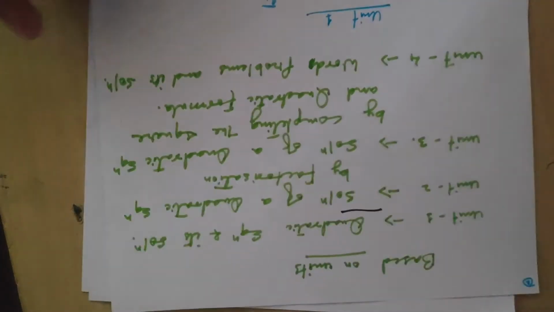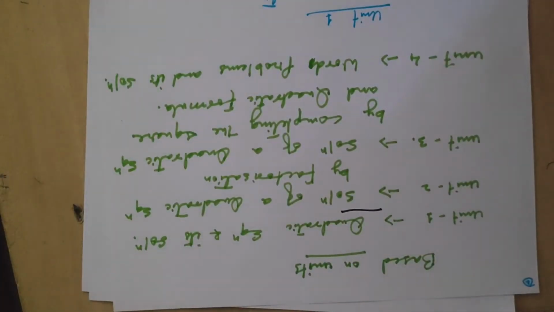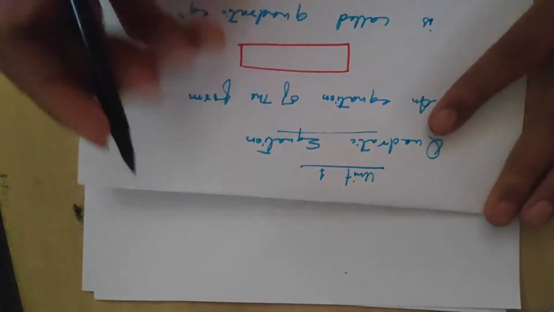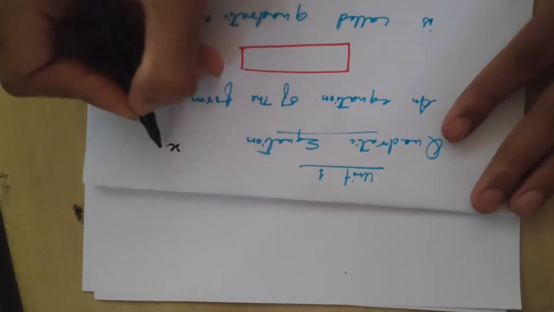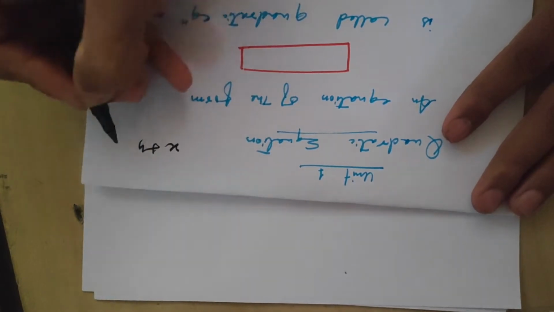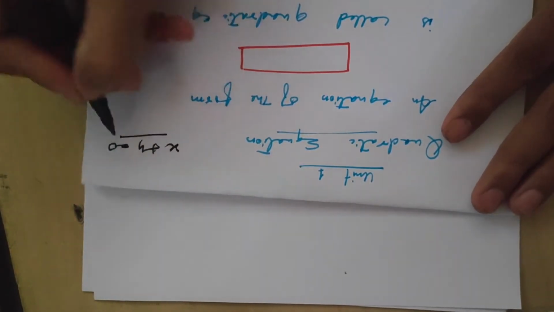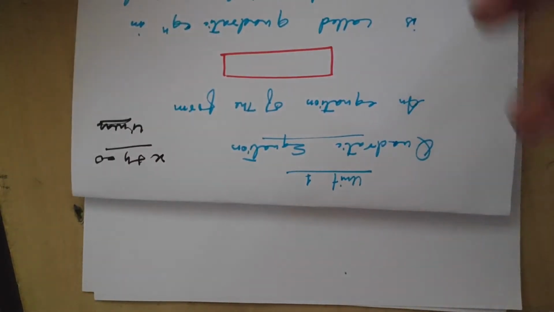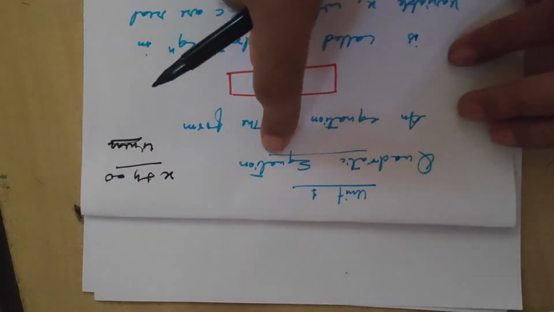So without wasting time, let's start unit 1. Unit 1 is like this. We're going to start the quadratic equation. So what is the quadratic equation? Linear means there is only one variable, for example x plus 4 equal to 0. This is called a linear equation. I hope you are aware of that. We are not going to discuss the linear equation. In this chapter we'll be discussing the quadratic equation.